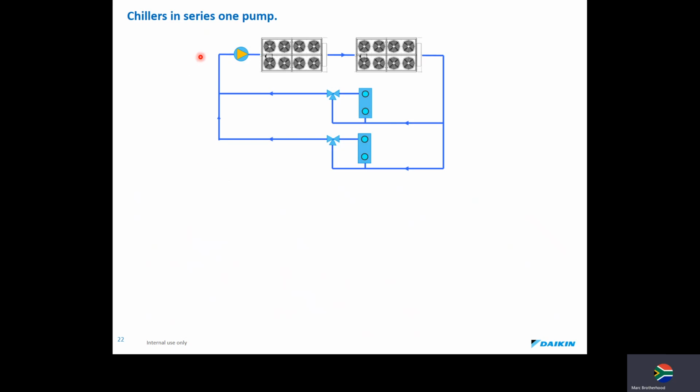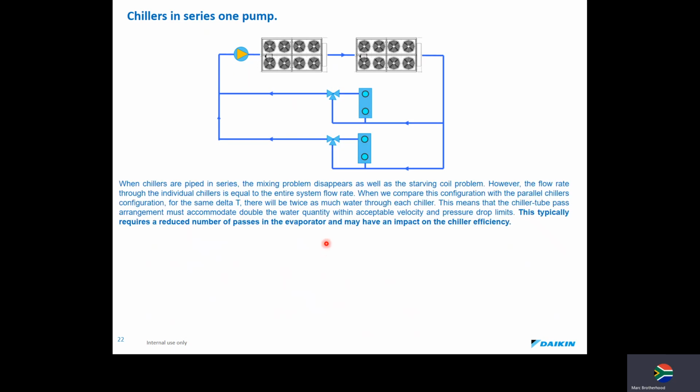Let's now look at chillers in series with one pump. Notice these chillers are now pumping into each other. They're not in parallel and they have one pump pushing water through both chillers. When chillers are pumped in series, the mixing problem disappears, as well as the starving coil problem.